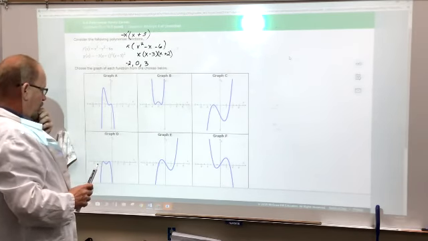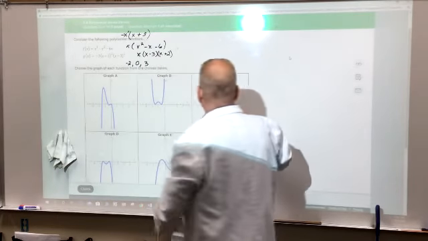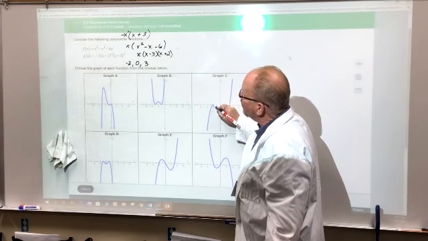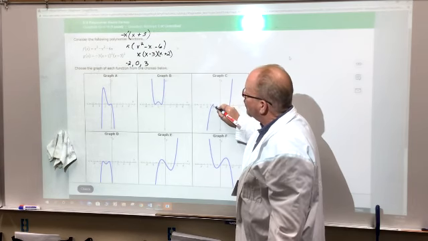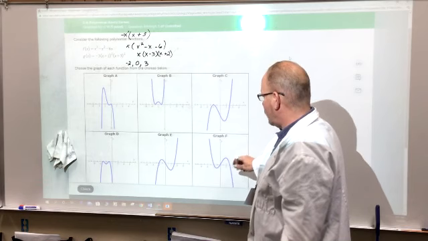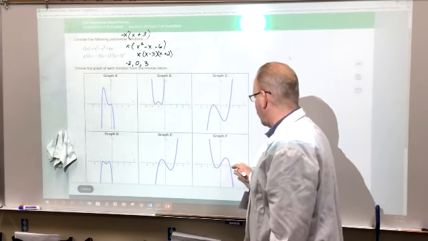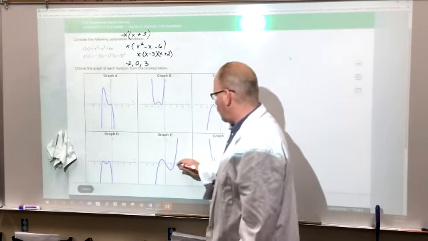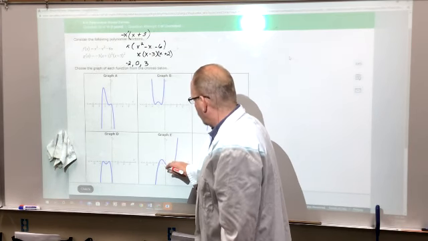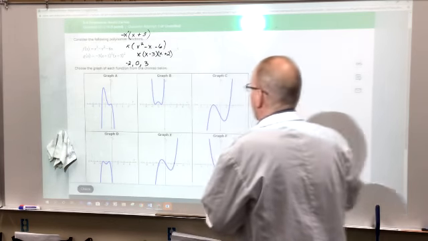This isn't it because this is just touching here. That would be a multiplicity 2. And it's not. Okay? This isn't it because this is reflected over the y-axis. Okay? What about here? Let's see. We go through at -2. We go through at 0. And we go through at 3. This one is E.